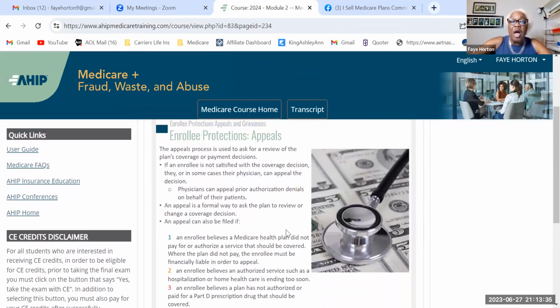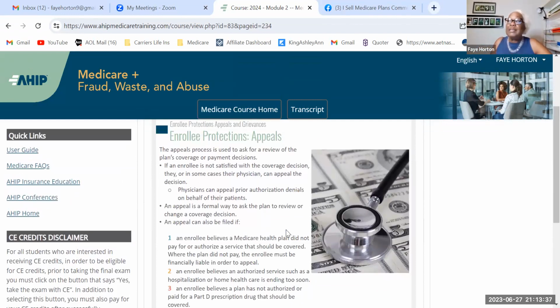The plans are all required to have an appeals process. It's always in the back of the book. You might point that out when you're doing your presentations for your Medicare Advantage plans to make sure that everybody knows that they do have an appeal process. And if an enrollee is not satisfied with the coverage decision, they, or in some cases their physician, can appeal the decision. Physicians can appeal prior authorization denials on behalf of the patient.